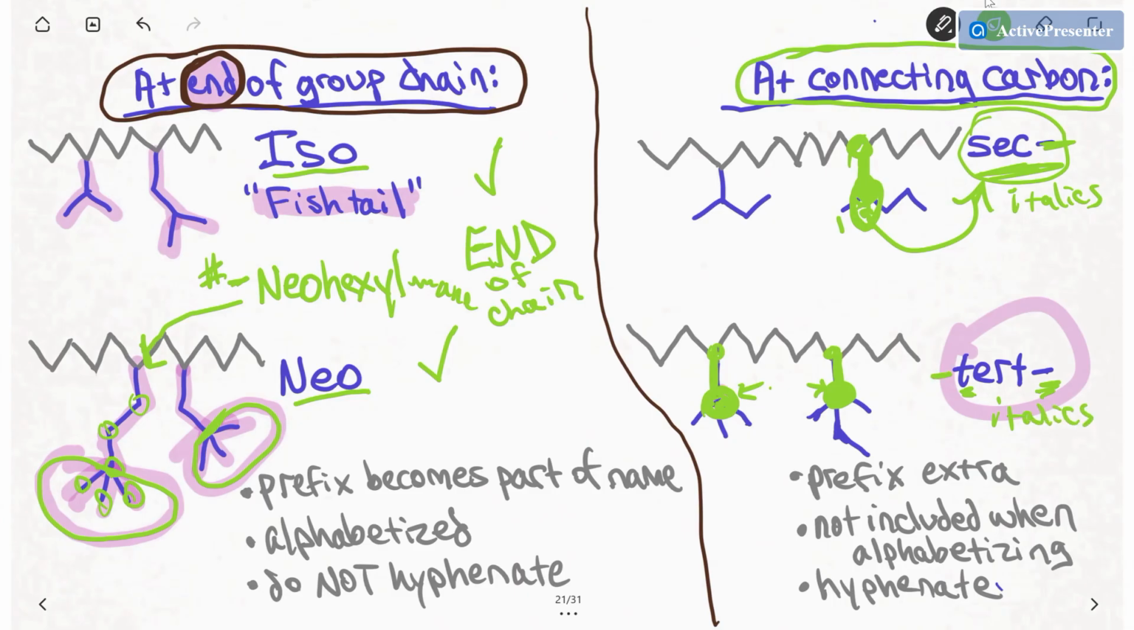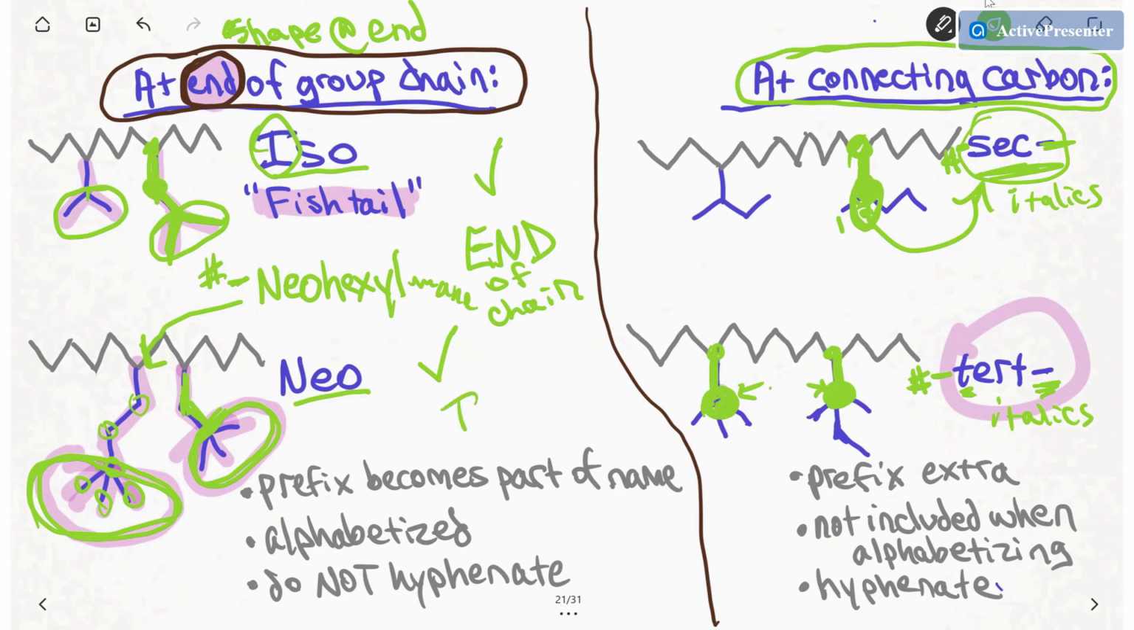Oh, and you have to hyphenate it beforehand because this is the number of the parent chain. Number of the parent chain, hyphen, and then sec, or number of the parent chain, hyphen, and then tert. And then hyphen before you get to, you know, butyl undecane or whatever the parent chain is. So if it's dealing with the shape at the end, then it's capitalized and it's not hyphenated. And once it does that, since we're turning it into like isobutyl or neobutyl, that becomes part of that word.